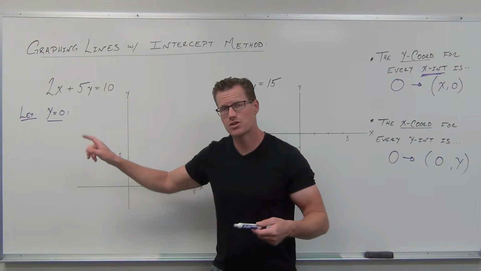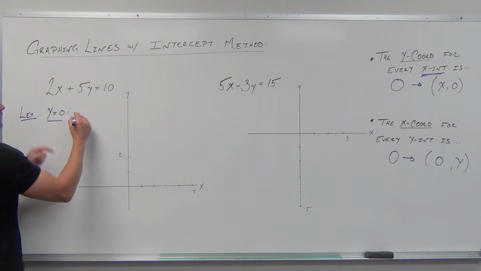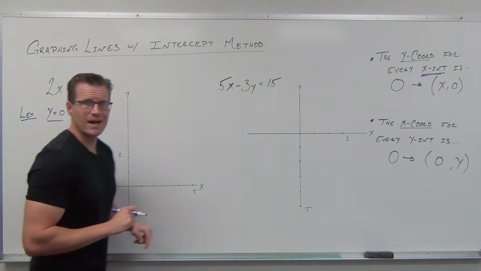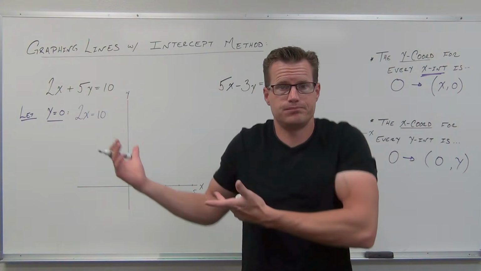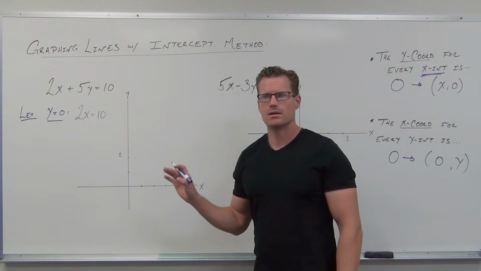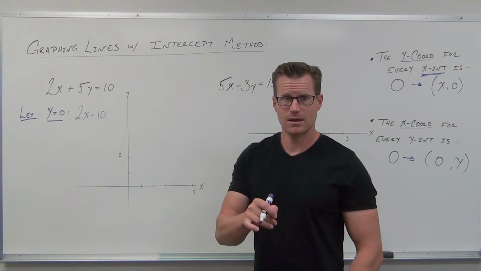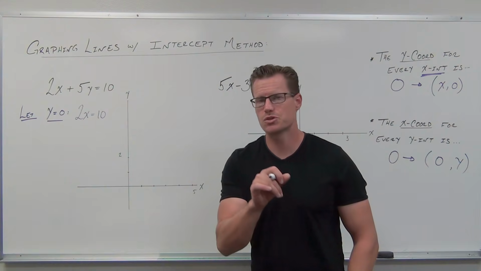That's kind of nice. So when we let y equal 0, this is the intercept method at work, we really just get 2x equals 10. Again, what happened to the 5y? You made it 0. It's gone, completely gone. 5 times 0, 0. Now, if we're only left with something that has x's in it, can you solve it for x?